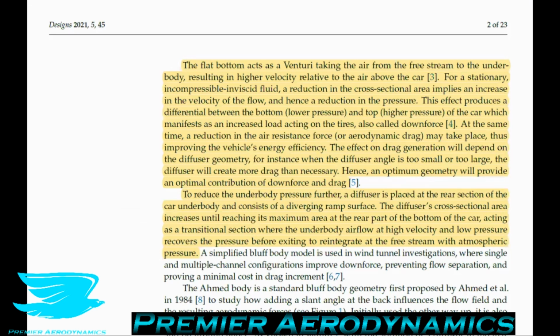So they're saying that the flat bottom of a car acts as a Venturi, effectively taking the air from the free stream to the underbody, resulting in higher velocity relative to the air above the car. So this also means that a drop in pressure occurs. This effect produces a differential between the bottom and the top of the car, which manifests as an increased load acting on the tires, also called downforce. At the same time, a reduction in the air resistance force, or aerodynamic drag, may take place, thus improving the vehicle's energy efficiency. So you not only get a greater downforce, but you also get a lower drag.